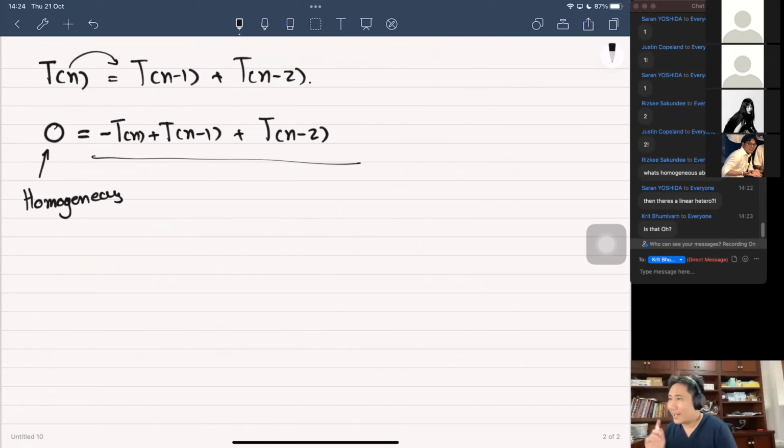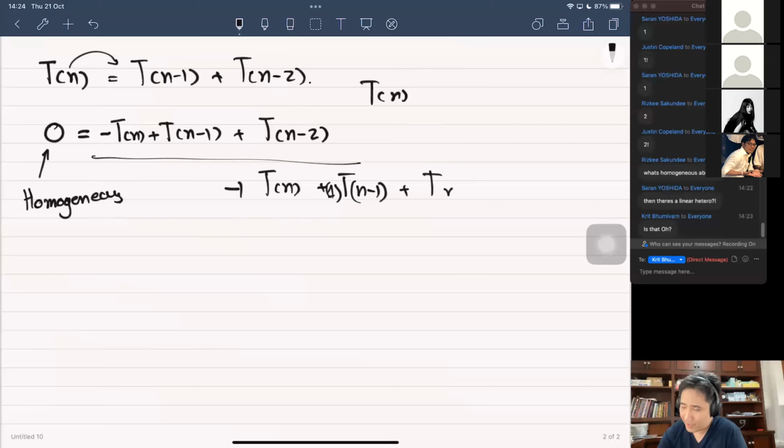The next thing is, you may ask, why is it linear? Because there is no Tn square, right? Everything is a linear combination. A linear combination means that each term is some constant times the function. In this case, it's minus 1 times the function itself at n. It's not T squared of n, it's just T of n. It's not sine of Tn. So it's linear, plus 1 times Tn minus 1 plus Tn minus 2. That's why it's called a linear homogeneous recurrence.